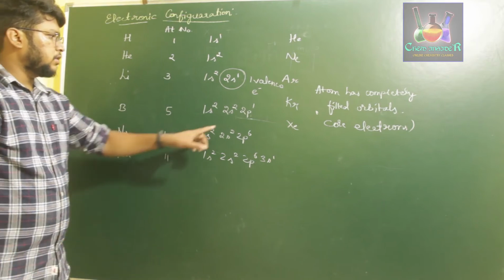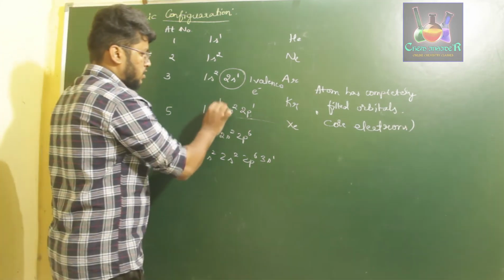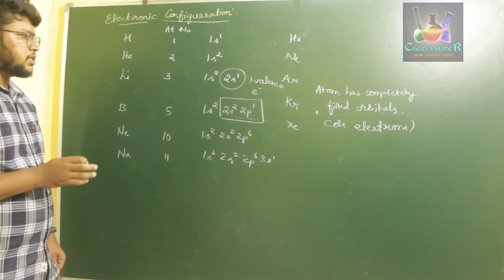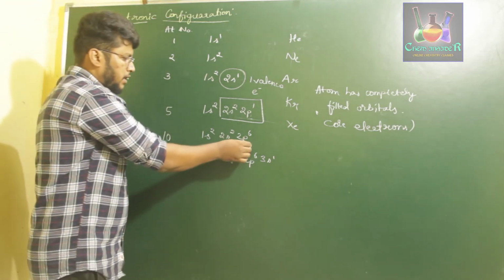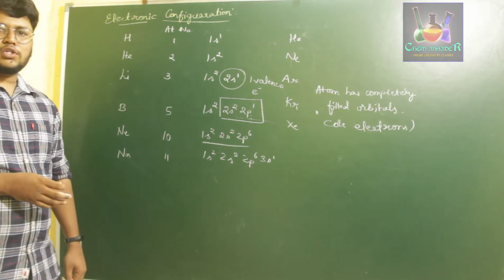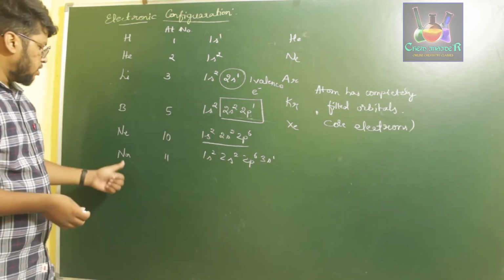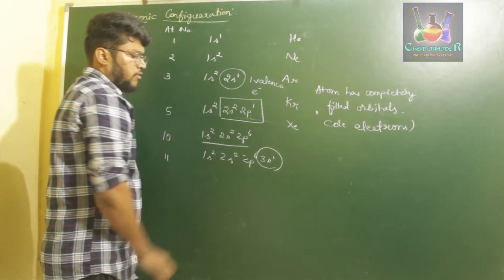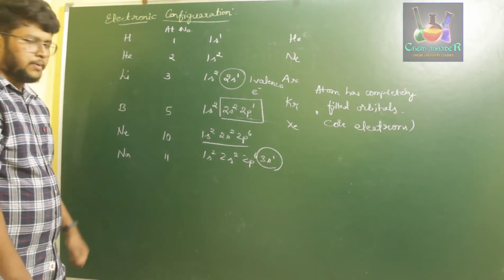In the case of boron, the number of electrons in the valence shell, that is shell 2, is 3. So the number of valence electrons in boron is 3. If you observe neon, it has completely filled orbitals or shells. Therefore the number of valence electrons in neon is 0. And for sodium, the valence electron count is 1, because the valence shell has 1 electron in it.